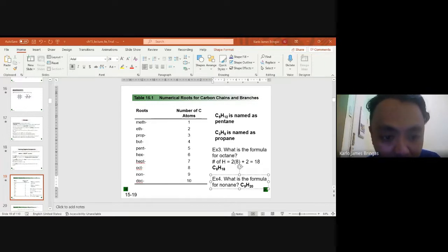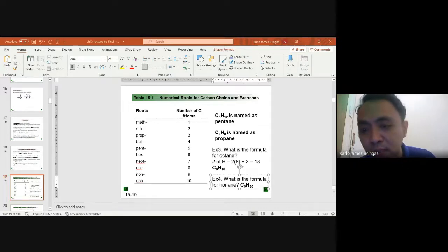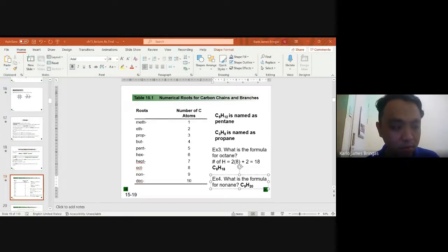Okay? So for this one, any questions ba on how to name our alkanes? Okay, so Crystal says none. How about the rest? Follow lang ba? Paano i-name ang alkanes?